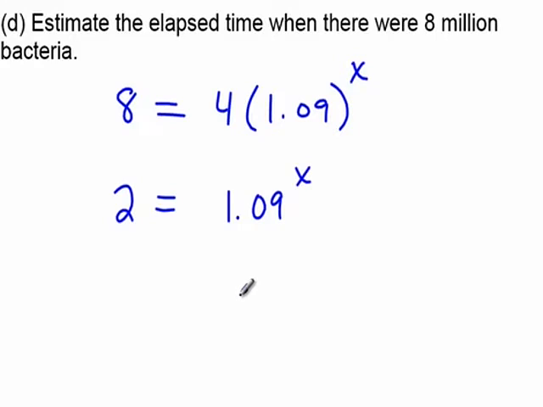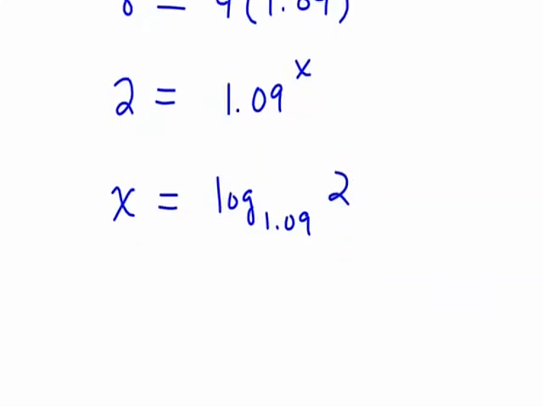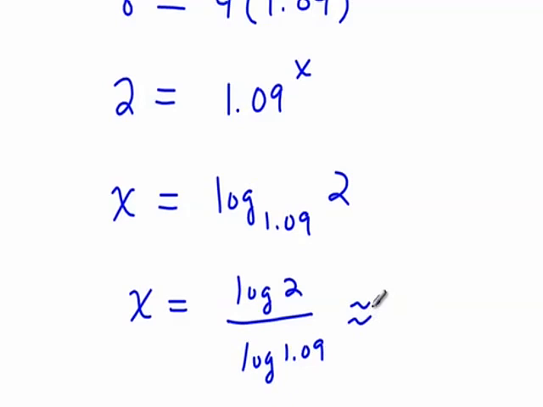1.09 to the x. Now we'll convert this to a logarithmic equation. So x would equal log base 1.09 of 2. And then using the change of base formula, x would equal log base 10 of 2 divided by log base 10 of 1.09. And using a calculator, this is approximately equal to 8.04, so we'll say about 8 hours later.